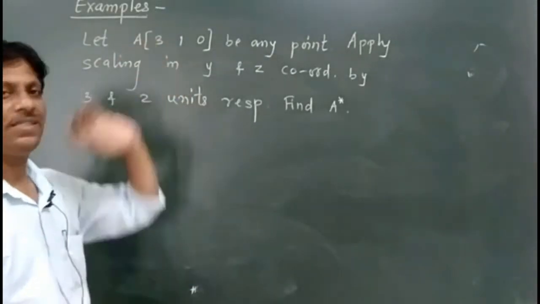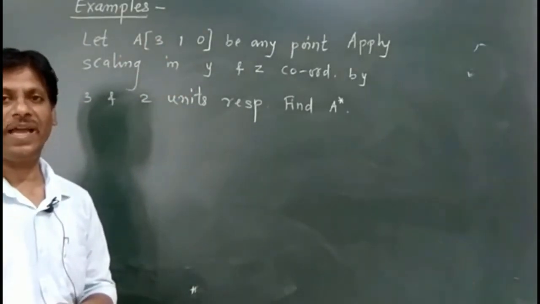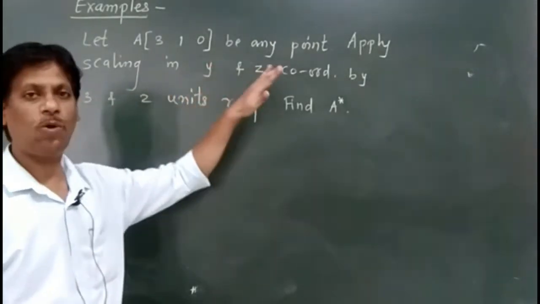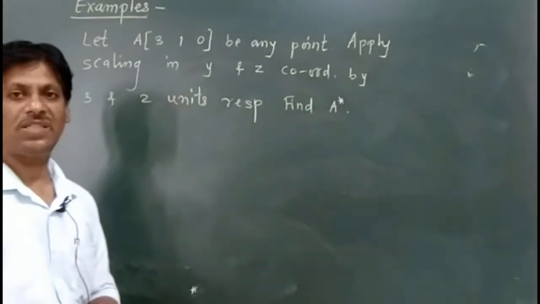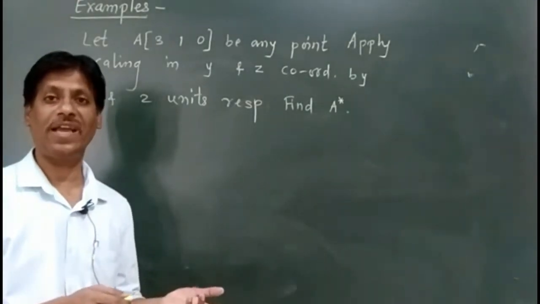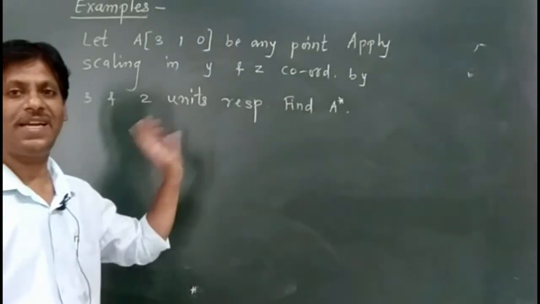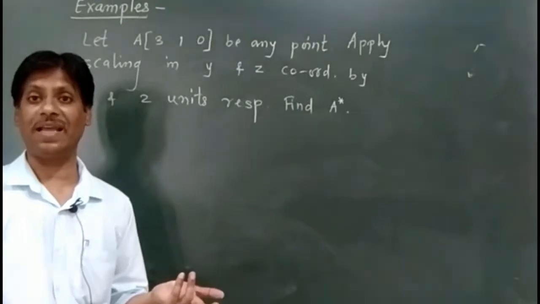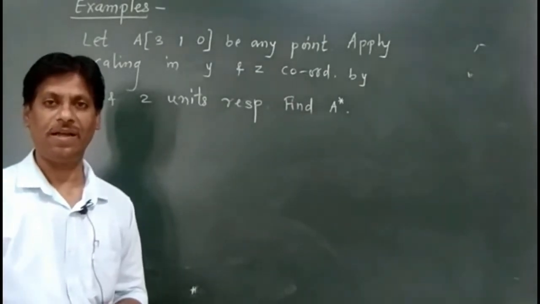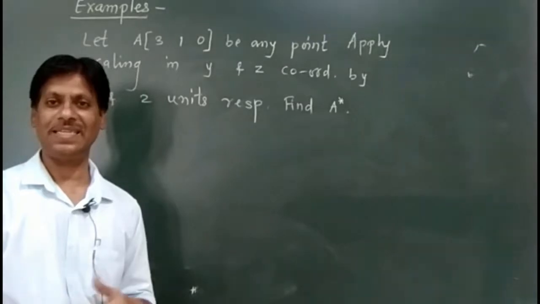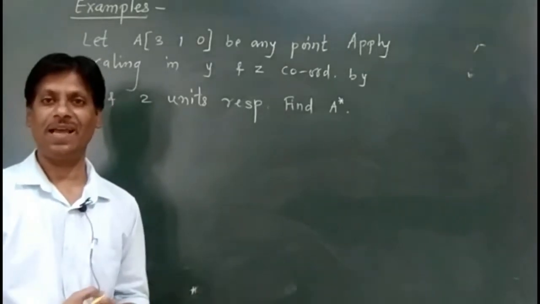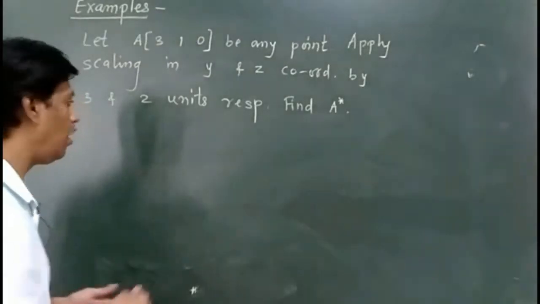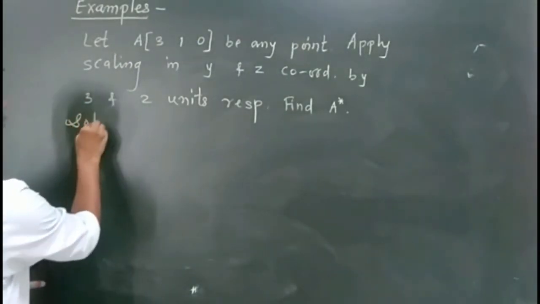So 3, 1 and 0 is the coordinate of the point A, and we have to scale it in y and z coordinate by 3 and 2 units respectively. So what will be the position of that point A after scaling the point in y and z coordinate by 3 and 2 units respectively? So that position after scaling of the point A, that we have to determine here. That means in short we can say A star. A star is the point after scaling the point A. Okay, so let's check how to calculate that position of the point.